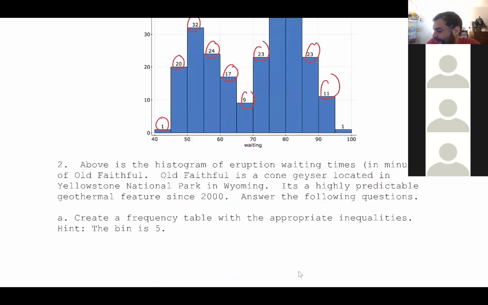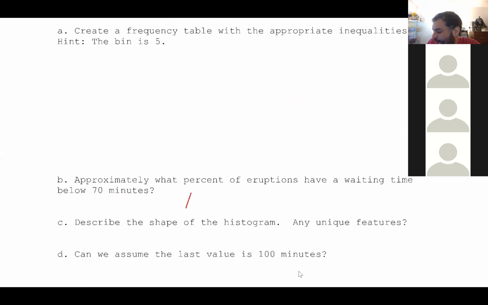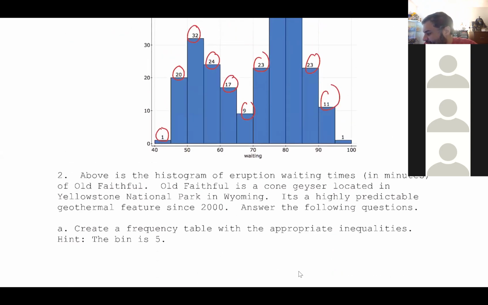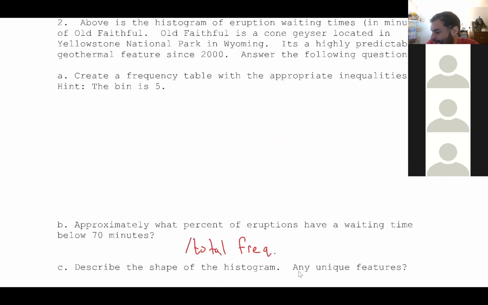So what you first want to do for part B is get the total of the frequency. And then you want to divide by how many frequency are below 70 minutes. So if you look at 70 minutes, it will be all of these. So all you have to do is add up all of the numbers that I highlighted in purple, and divide it by the total amount of frequency. And then that'll be it for that one.